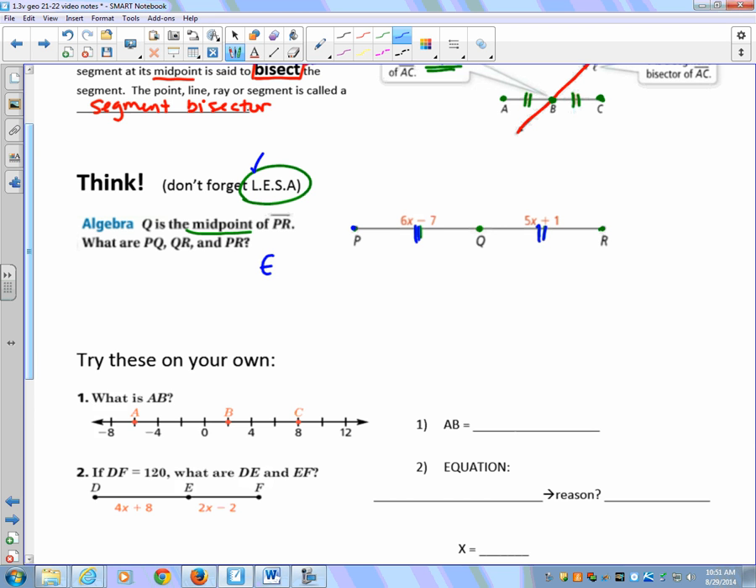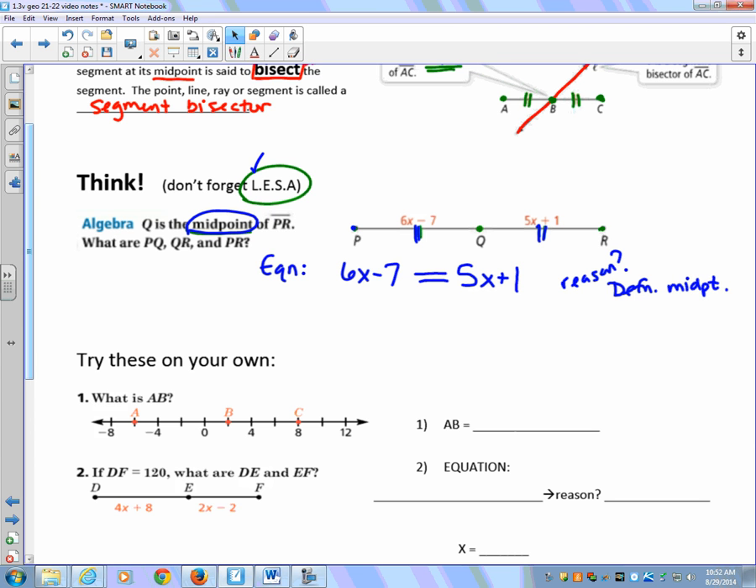That helps us write our equation. Our equation is 6x minus 7, that's the segment PQ, equals 5x plus 1, because we know that if two things are congruent, then they have to be equal. If I were going to write a reason for this equation, it's the definition of midpoint. They told us midpoint. We used what we knew about what midpoint means to write this equation. So 6x minus 7 equals 5x plus 1. Now we're ready for our S, solve.